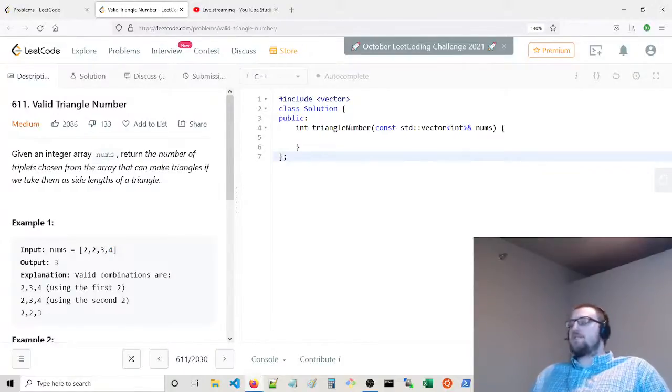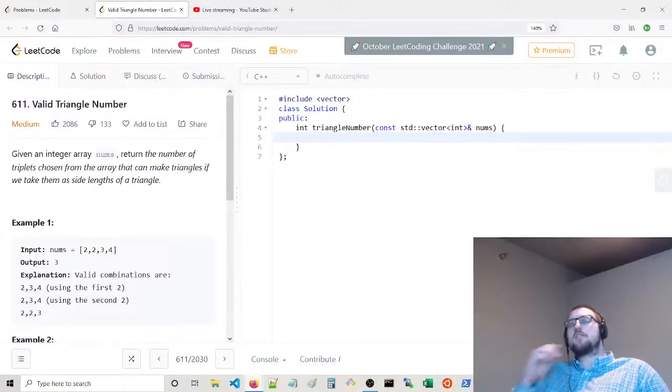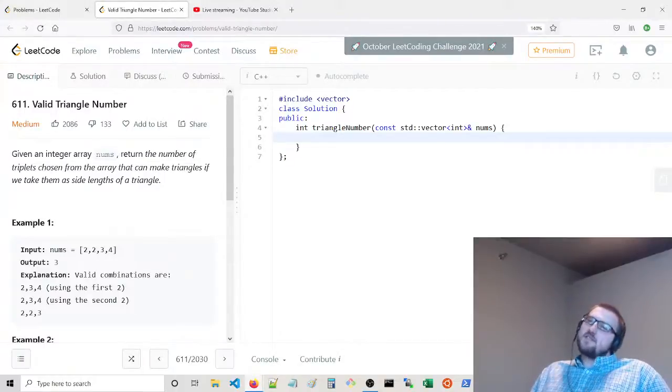Maybe it'd be easier to exclude certain possibilities. By the way, counting all of the possible triplets is kind of a tricky thing too. It's like n choose 3, sort of like n choose 3 different triplets.